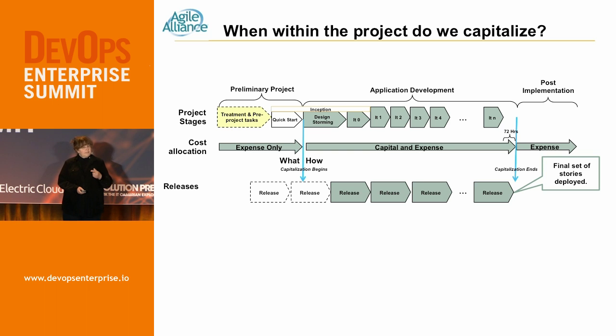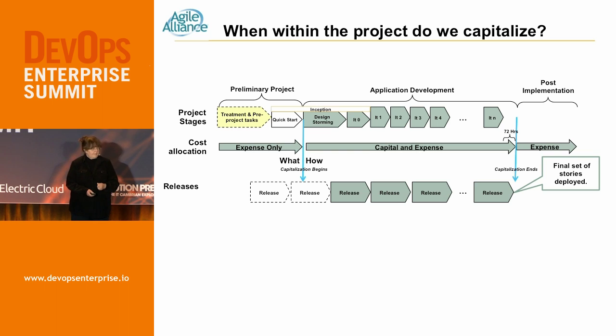At that point in time, the second bright line indicates that there's been user acceptance test and that asset is now fully deployed and in production. And then any maintenance or bugs that come up in production would be tracked as expense. Does that make sense? Very simple rules to tackle a very complex challenge.